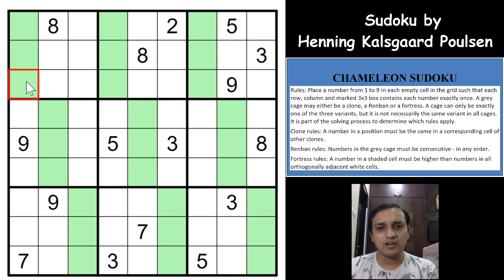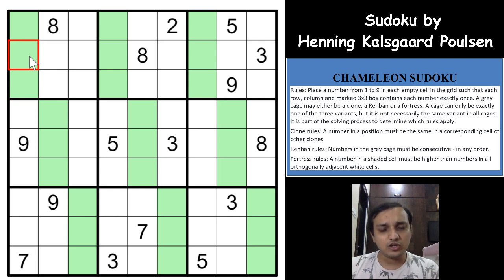So in the grid you will have at least two clones. You cannot have one clone of three digits not matching any of the regions, so it won't be called a clone rule, right? So if you have a clone rule in this Sudoku, you will have at least two sets of regions obeying the clone rule, right?